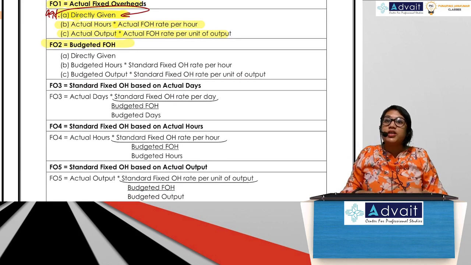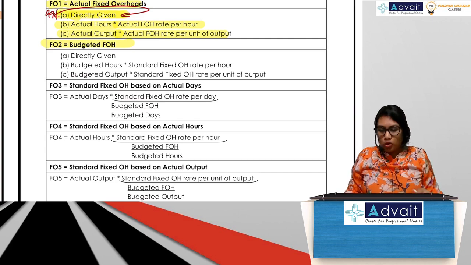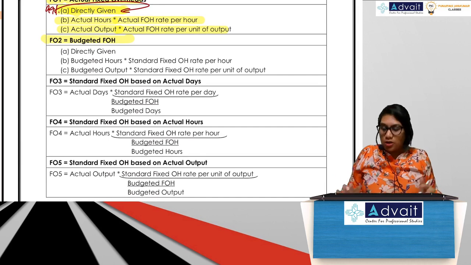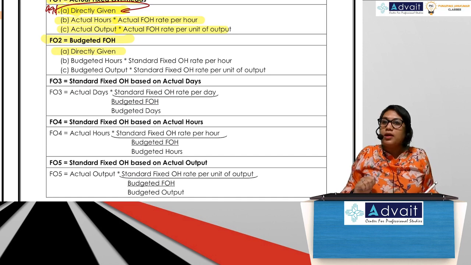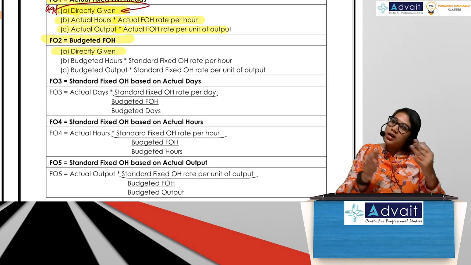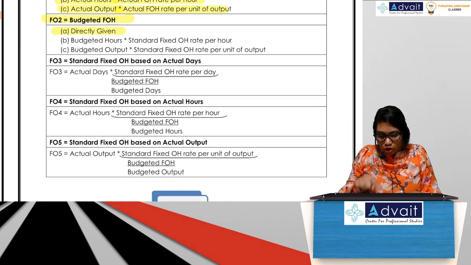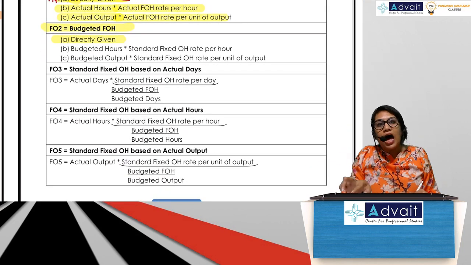FO2 is budgeted fixed overhead. Guys, budgeted fixed overhead. So this was fully actual. Now this is fully budgeted. So again, it could be directly given in the problem. If it is not given in the problem, then you can calculate. So how will you calculate? Guys, this is budgeted. Budgeted means standard. So standard into standard. Here actual into actual. So here standard into standard. Again on the basis of hours or output.